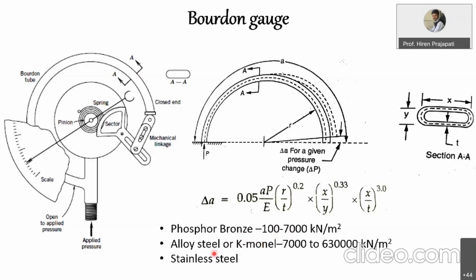per meter square. Alloy steel or monel, that is used for higher pressure range, up to 630 megapascal pressure measurement.